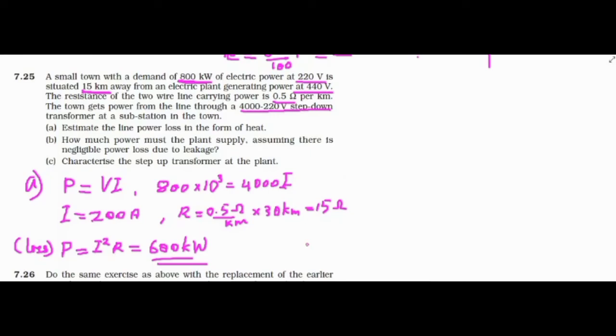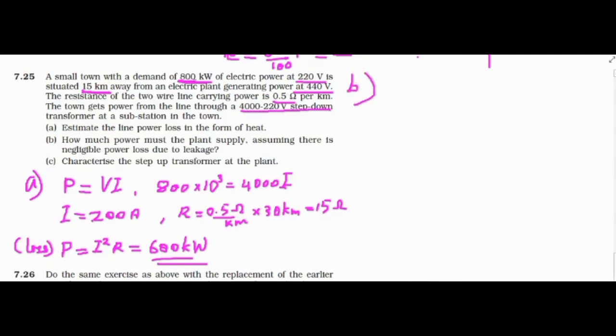Okay. Now, part B. How much power must the plant supply, assuming there is negligible power loss due to leakage? Assuming that there is no leakage, then how much power should be produced? So, part B.